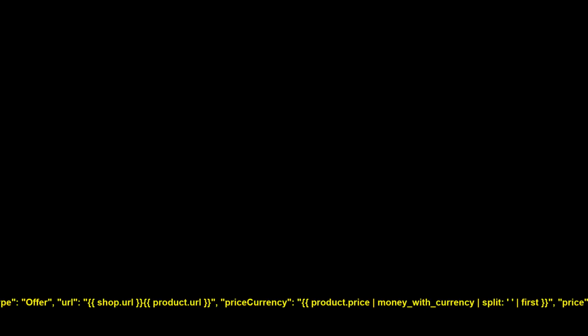JSON, @context, https://schema.org, @type, Product, name, product.title, image, product. Make sure to replace existing placeholders with code that dynamically pulls product data. Once you have pasted the code, click on Save in the top right corner.